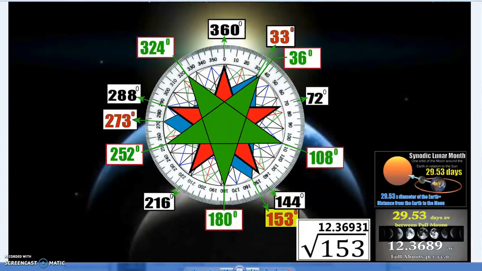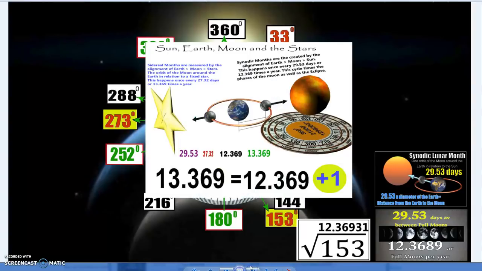Now there is another type of month, and we can look at, for instance, 273. Okay, so Synodic month is one orbit of the Moon around the Earth in relation to the Sun. Then there's a Sidereal month, which is one orbit of the Moon around the Earth in relation to a fixed star. Now that happens every 27.32 days on average. Sidereal 27.32 and 29.53 days for the Synodic. Sun, Earth and Moon is Synodic. Earth, Moon and stars is Sidereal.